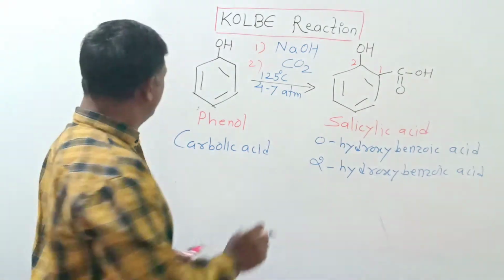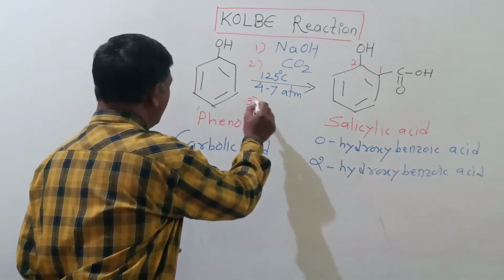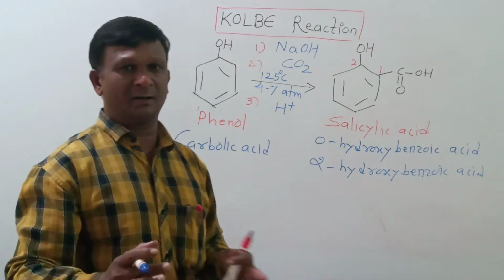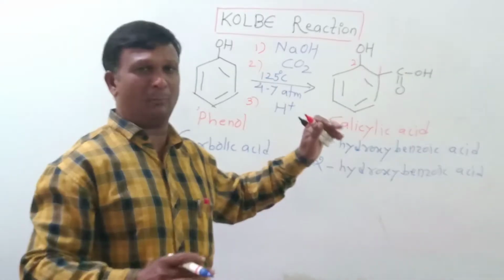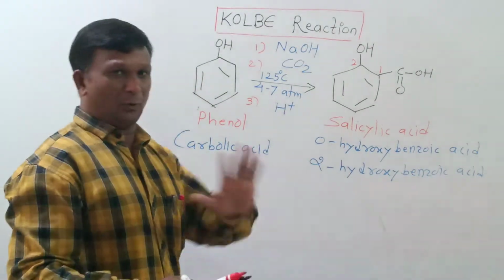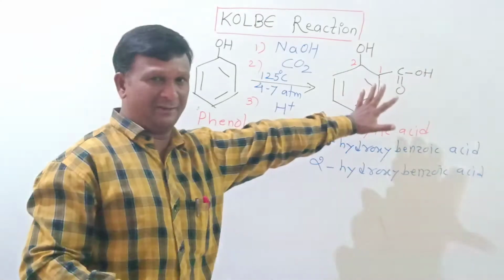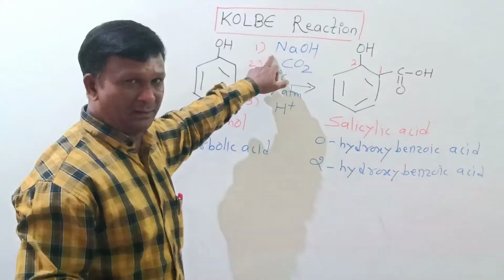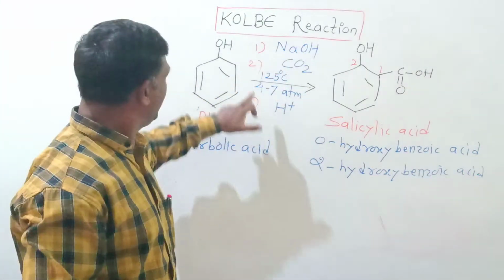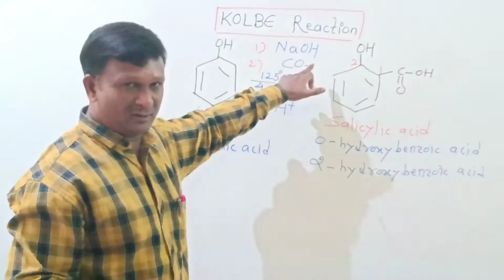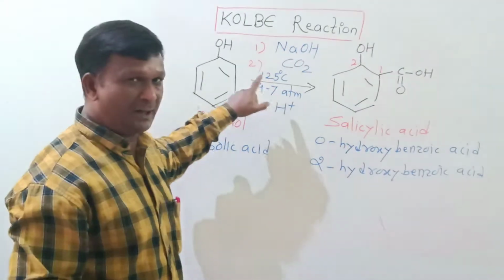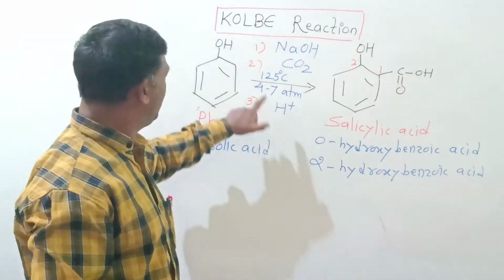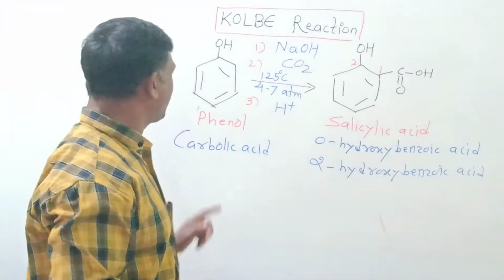In the last step, we will use an acid which will convert the salt into the corresponding free carboxylic acid. So for conversion of phenol into salicylic acid, these three things are required. First is NaOH, sodium hydroxide. Second is carbon dioxide at an elevated temperature of 125 degrees centigrade and a high pressure of 4 to 7 atmosphere.